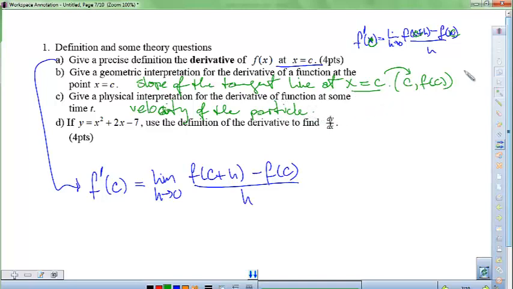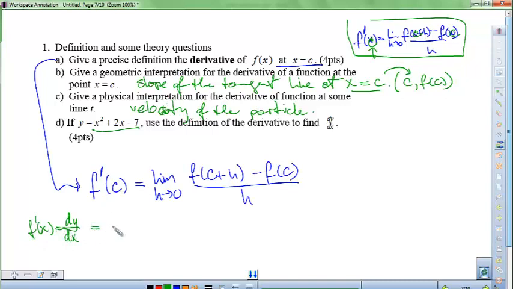Okay? And then the next one is using the definition of the derivative to find dy dx. So this is the definition. We'll come back to this definition because this says to do it for x. So let's write dy dx, which is also f prime of x. And notice that this is x now, not c. So I'll use the original derivative definition. Limit as h approaches 0 of f of x plus h minus f of x all over h. So this becomes a limit problem.